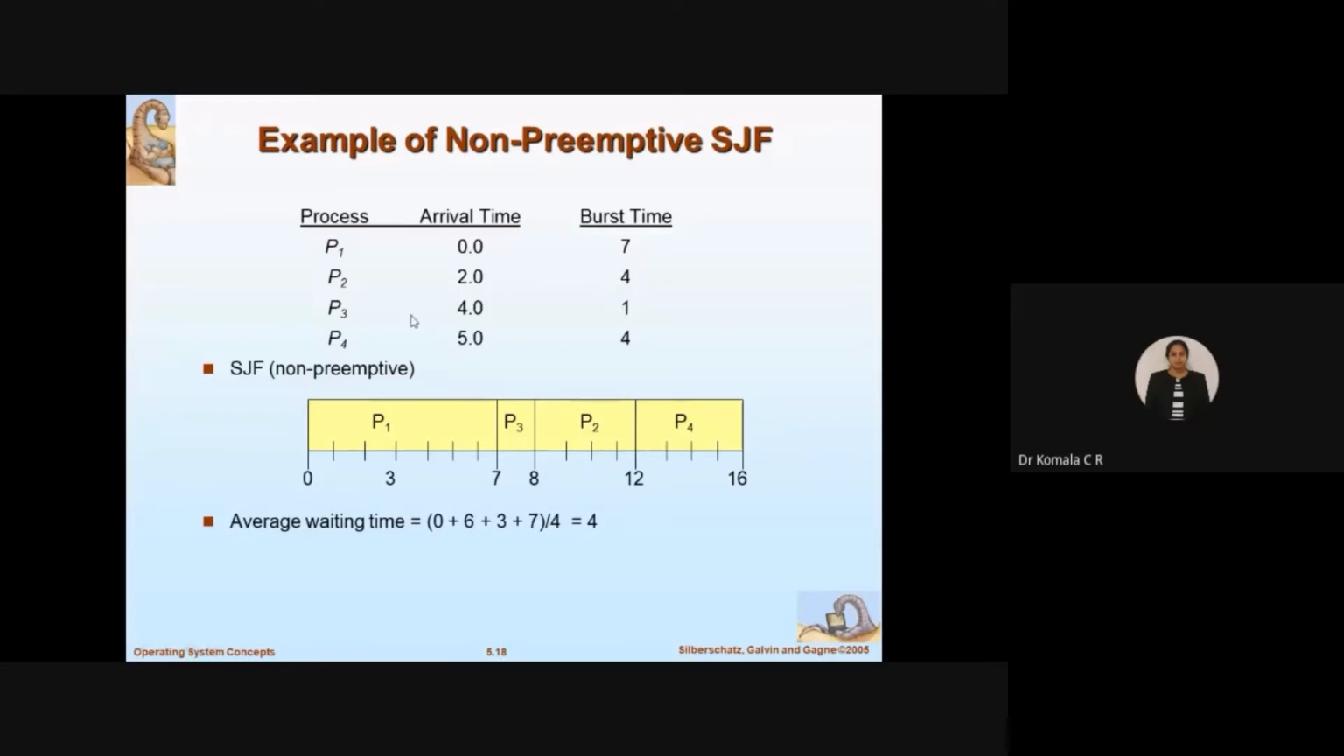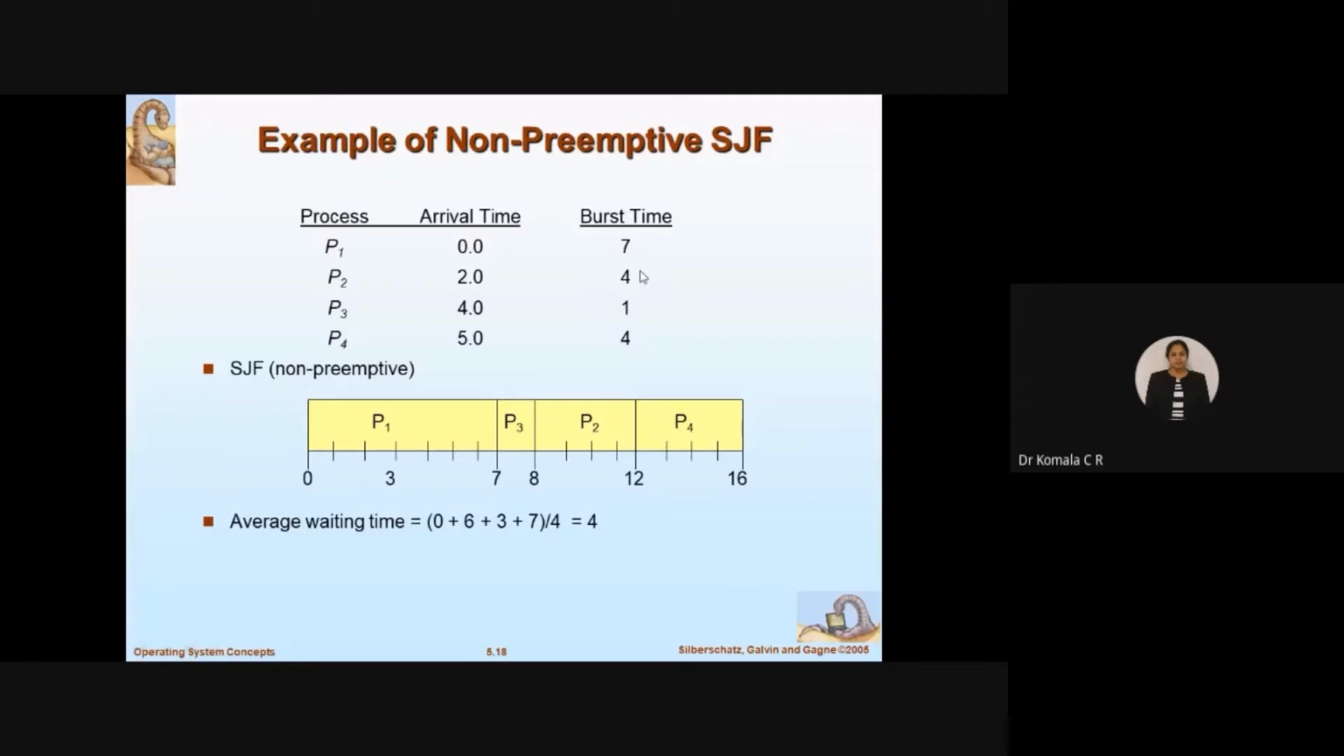Which requires less time? P3 requires less time, because P2 and P4 both require 4 slots. Since P3 requires less time, I will continue with P3. Once I start P3, I will not postpone it, so I will complete it. How much time does it need? 1 slot. 7 plus 1, so at the end of 8 slots I am done with P3. Which processes remain? P2 and P4. How much time do they need? 4 slots and 4 slots.